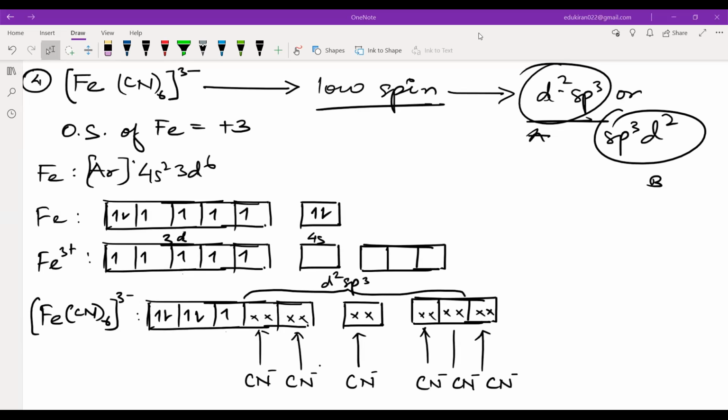Okay, so let me know if you're done. So how to find the hybridization? Yes, sir. So this is done, this is your 2 of the d, 1 s, and these are the p, so d2sp3. How do we get to know if it is low spin or high spin?